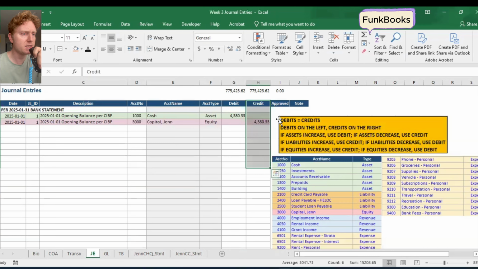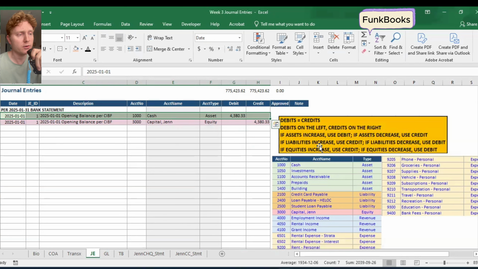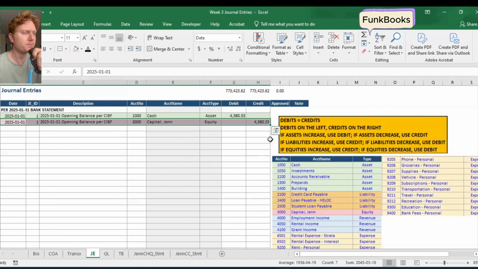Right, so we're satisfying pretty much all of these rules in the first transaction. Debits equal credits, so the amounts of the transaction are equal. The debits are on the left side, the credits are on the right. Assets are increasing, so the debit amount is for the asset, which is there, the 4380. And then the equity is also increasing, right? Because Jen doesn't have to pay this money back to someone. This is hers, so it is not a liability, it is her equity. So if equity increases, use credit, otherwise use debit.